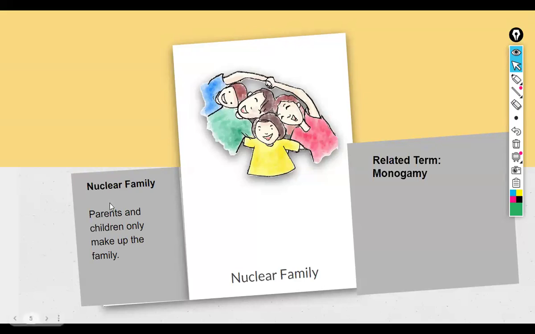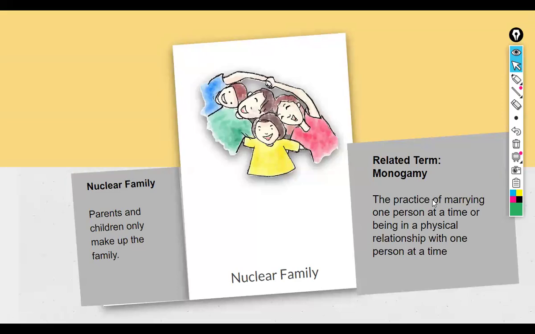All right. Nuclear families often have another sort of relationship related to them, which is monogamy. The practice of monogamy. So a related term, an important term, the practice of marrying one person at a time or being in a physical relationship with one person at a time. So I also want you to know the definition for monogamy and be able to say it back just like that. That's 2 marks on your paper 2 or 1 mark on your multiple choice.